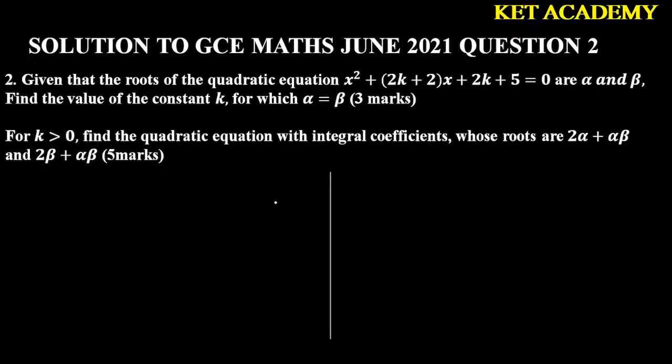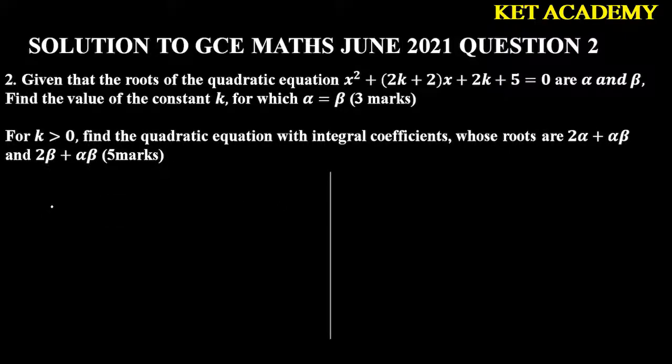Now, question 2 says, given that the roots of the quadratic equation x squared plus (2k plus 2)x plus 2k plus 5 equal to 0 are alpha and beta, find the value of the constant k for which alpha is equal to beta. 3 marks. Sub 2. For k greater than 0, find the quadratic equation with integral coefficients whose roots are 2 alpha plus alpha beta and 2 beta plus alpha beta. 5 marks. So the entire question is 8 marks. And let's get into the video.